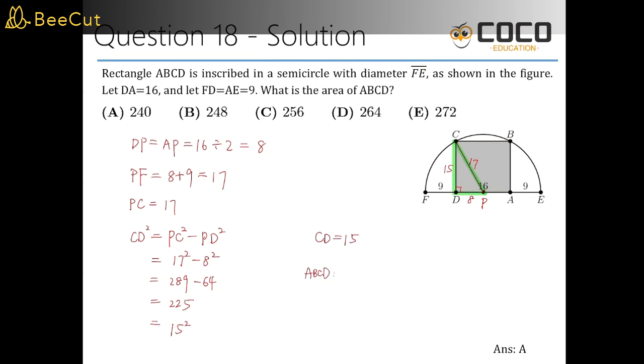So for the rectangle ABCD, the length AD is 16. The breadth CD is 15. 16 times 15. The area is 240. The answer is A.